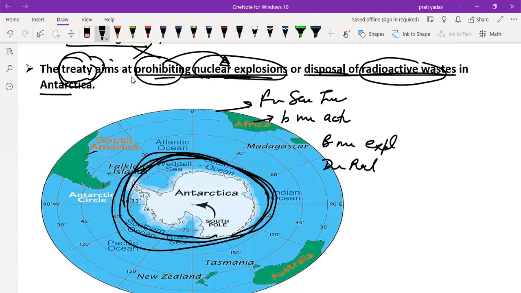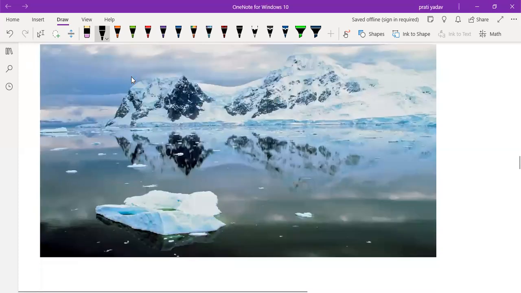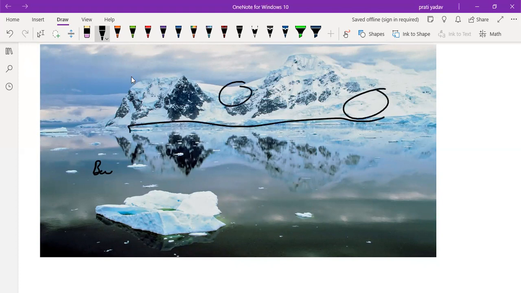The whole Antarctica Treaty, combined with the other treaties, is called ATS, and this treaty prohibits nuclear arms weaponization as well as nuclear explosion and radioactive waste disposal, and gives freedom to scientific investigation. No native people, no native humans, live on this continent. So I hope you understand the whole idea of the Antarctica Treaty. And you can clearly see this is a beautiful picture of Antarctica. This is a scenic view of Antarctica. A mountain is present, ice is deposited there, water is present, and ice is floating here and there.